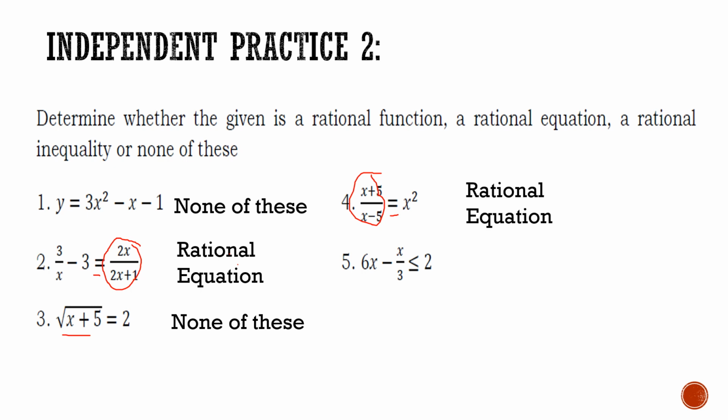Then, number 5 po, gumamit po siya ng inequality symbol na less than or equal to 2. Tapos, meron naman po tayong rational expression dito. Ito po yung x minus 3 or fraction form. Isa lang po yung variable na ginamit natin. So, rational inequality po. Okay, so yan po yung mga sagot para sa inyong independent practice number 1 and number 2.